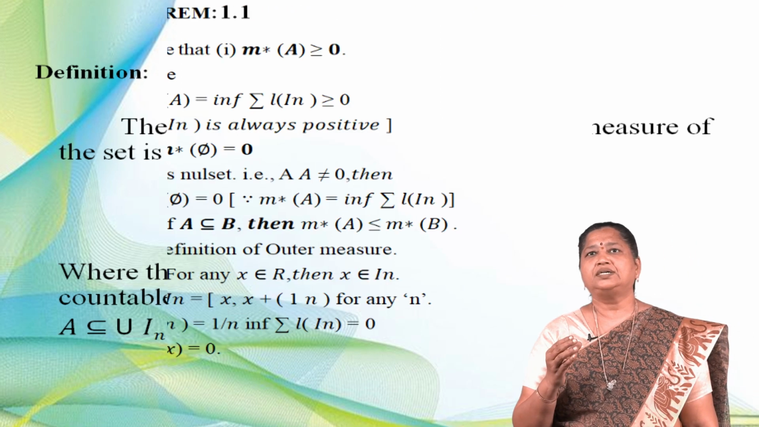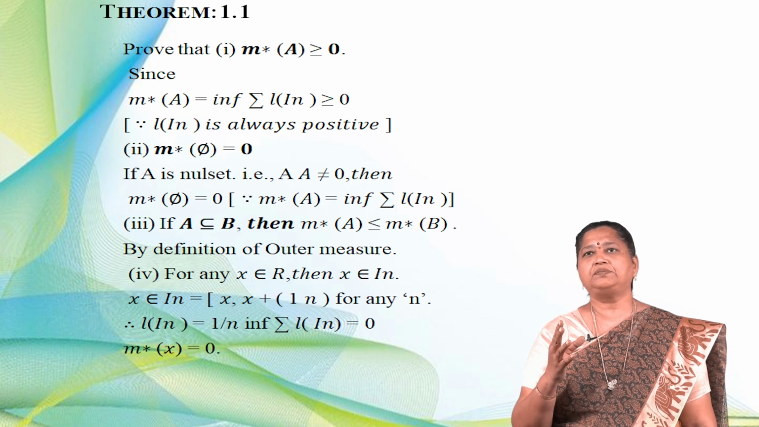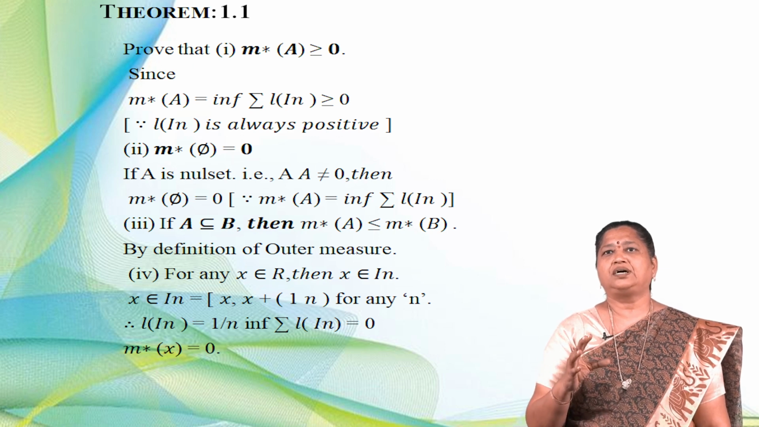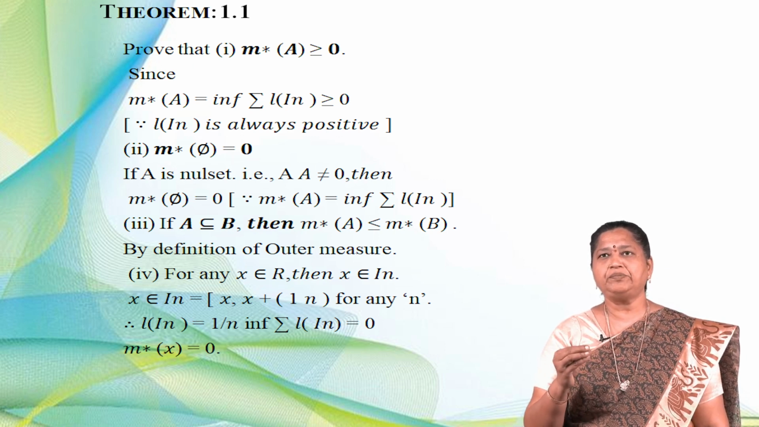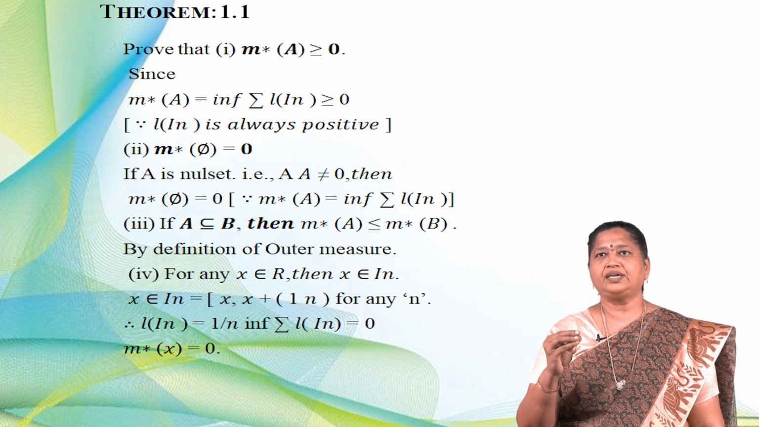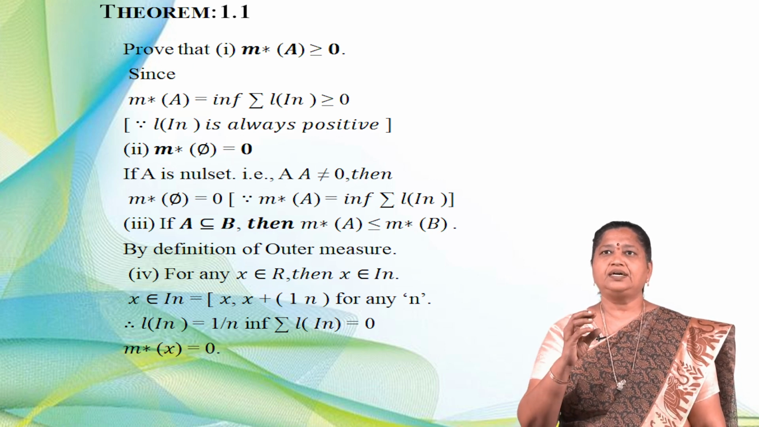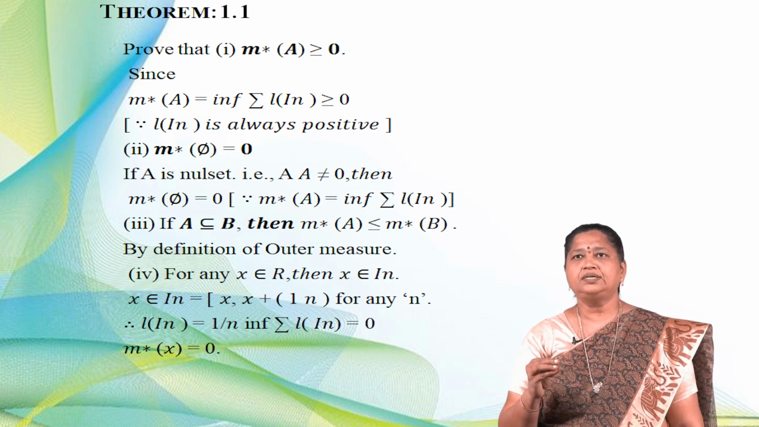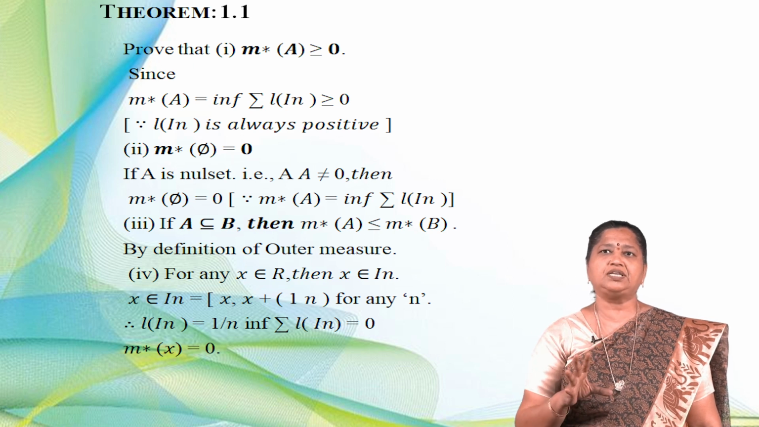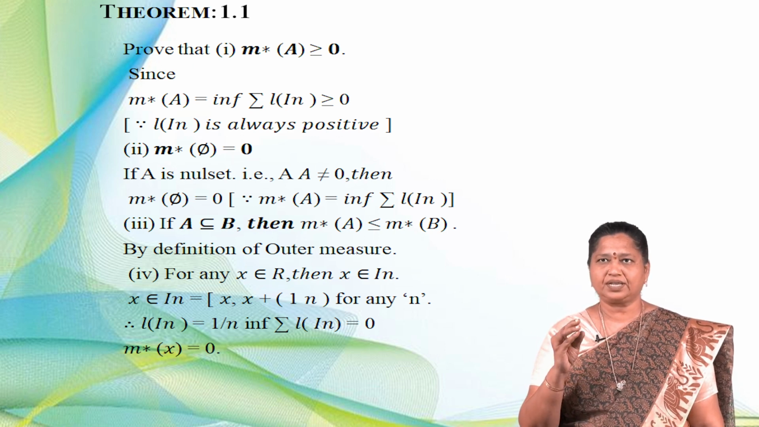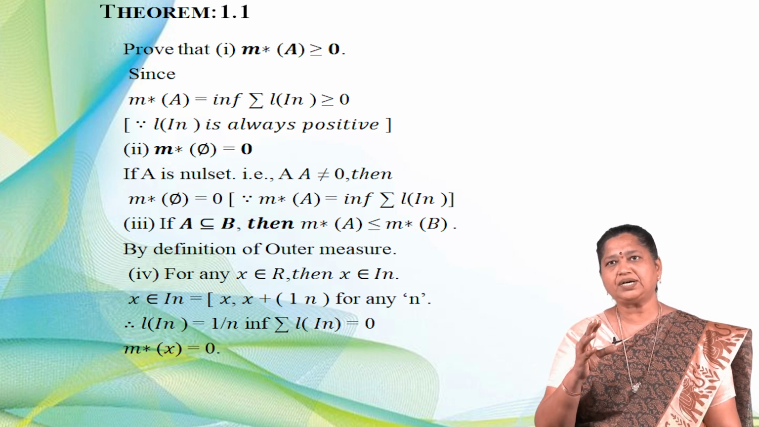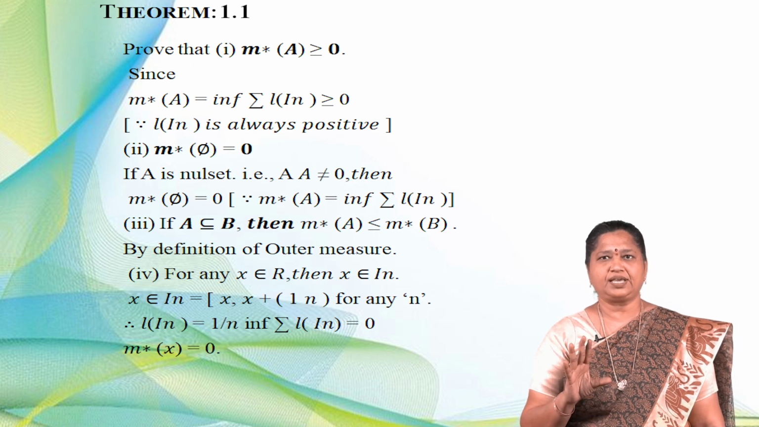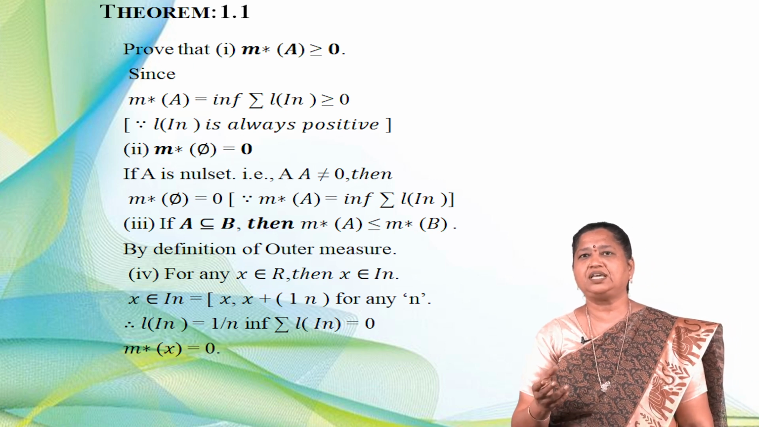The next theorem: prove that m star of A is greater than or equal to 0. The first concept is m star of A equal to the infimum of the summation of L of I_n. I_n is the interval, and L of I_n is the length of the interval. This is the definition of the outer measure. This is always greater than or equal to 0 because the measurement is non-negative. So it is positive. The next, second one: m star of the empty set equals 0.